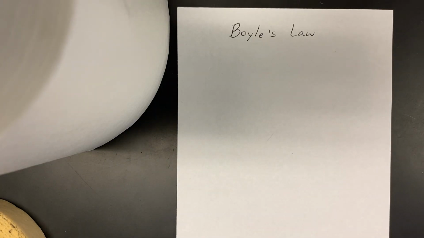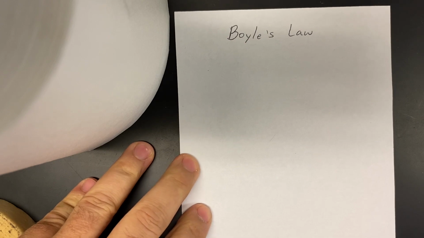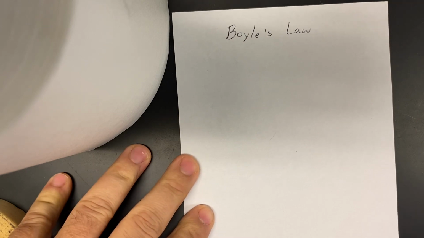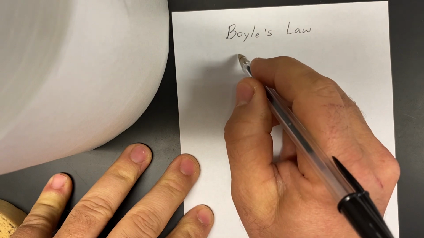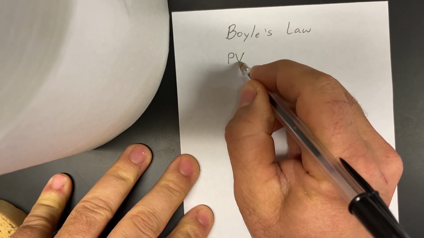All right, so Boyle's law is the pressure-volume relationship, okay? So pressure and volume are inversely proportional.